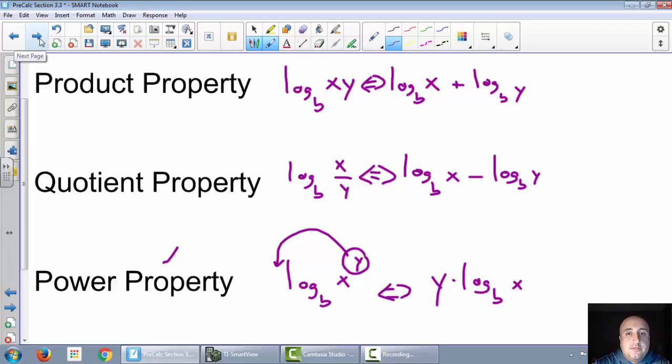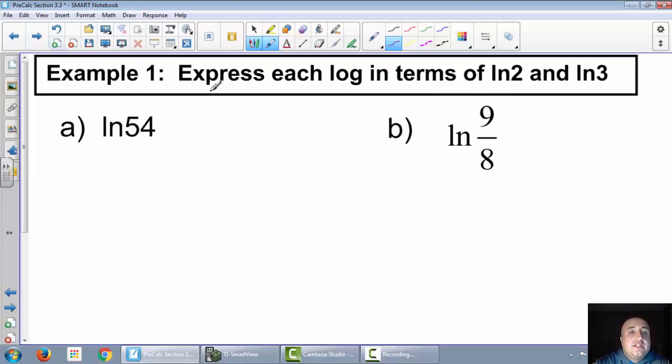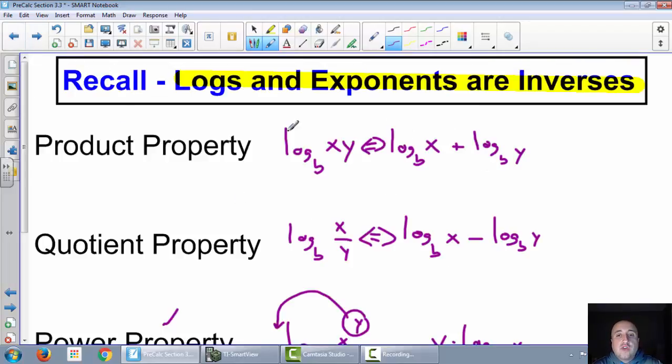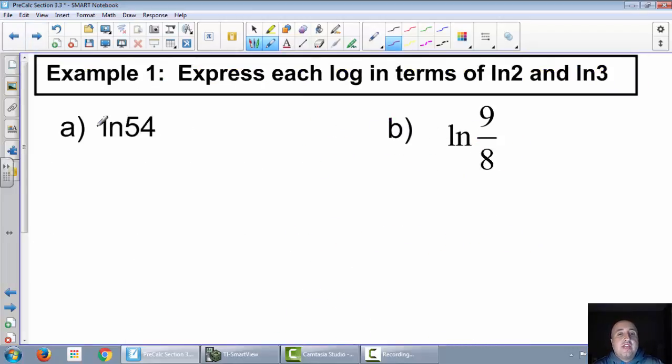So let's do some examples. Now in all of these examples, you're going to see there's an A and a B. We're going to do one of the two together, and then you can try the other one, or we will also do it in class the following day. So example 1 says express each log in terms of ln 2 and ln 3. So we're going to use the numbers that they give us to try to use ln 2 and ln 3. And at the same time, we're going to try using the properties that we just learned.